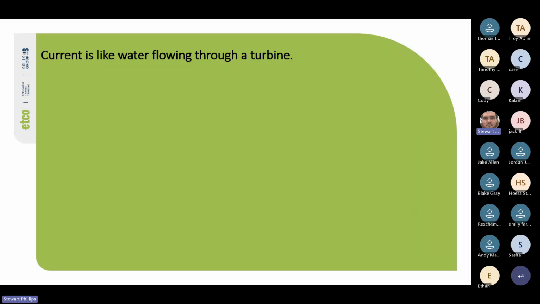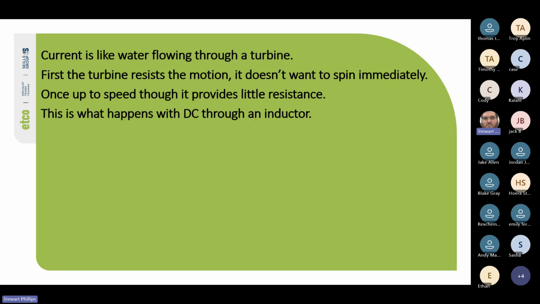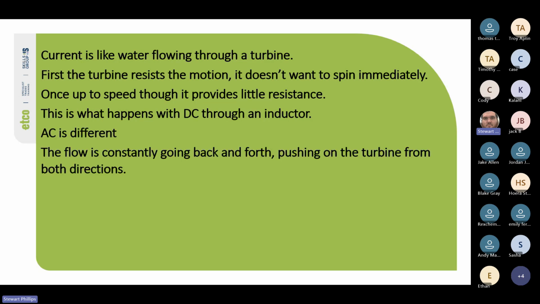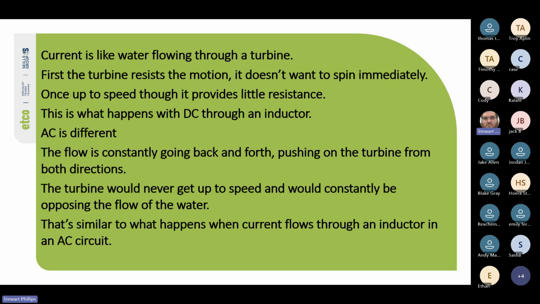Cool, so some key notes. Current is like flowing water through a turbine. First, the turbine resists the motion. It doesn't want to spin immediately. Once up to speed, though, it provides little resistance. This is what happens with DC through an inductor. But AC is different. Flow is constantly going back and forth, pushing on the turbine from both directions. The turbine would never get up to speed and would constantly oppose the flow of current. That's similar to what happens when current flows through an inductor in an AC circuit.